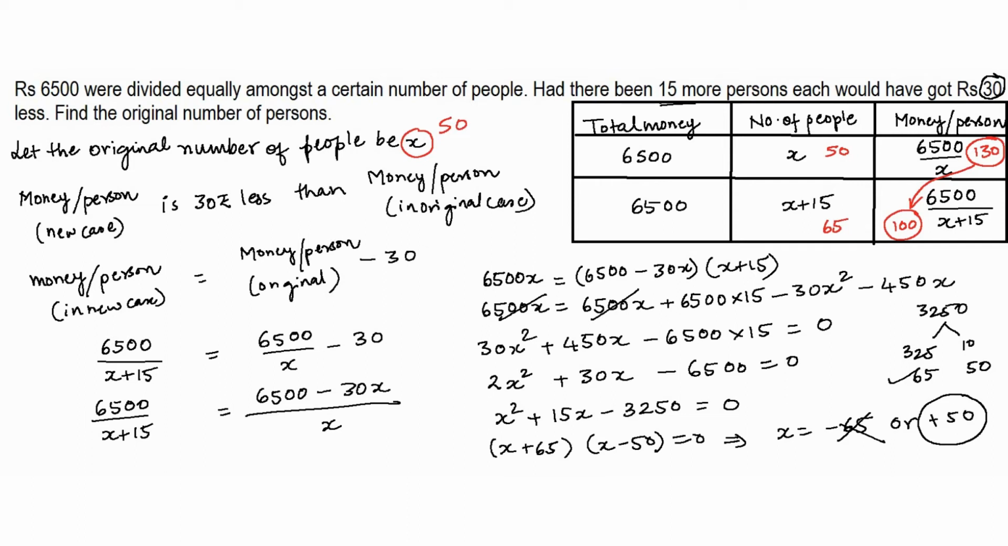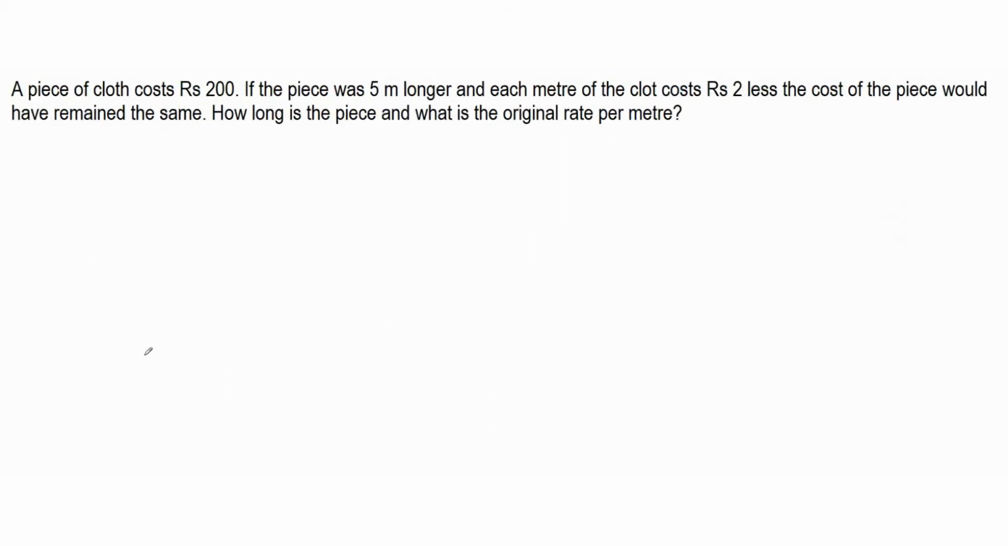Moving on to the next question. A piece of cloth costs rupees 200. If the piece was 5 meters longer and each meter of the cloth costs rupees 2 less, then the cost of the piece would have remained the same. How long is the piece and what is the original rate per meter?